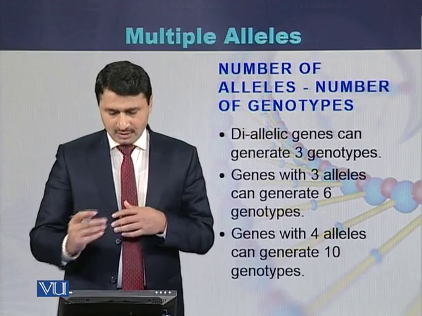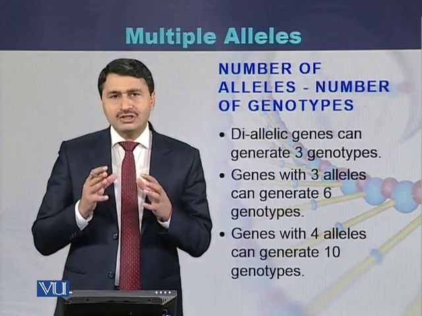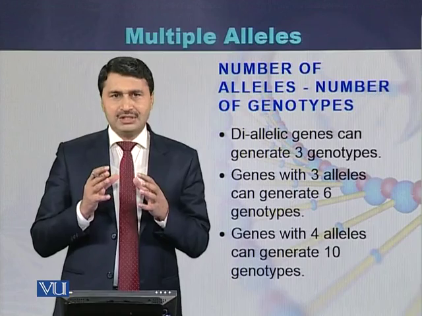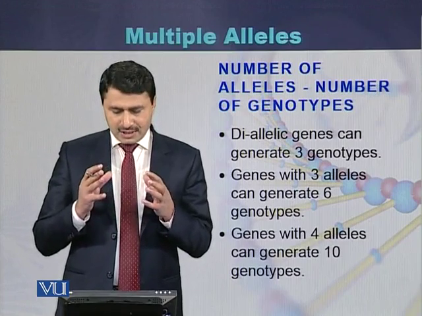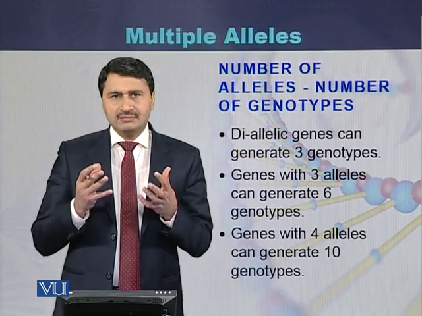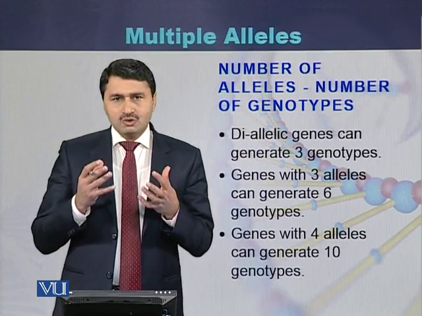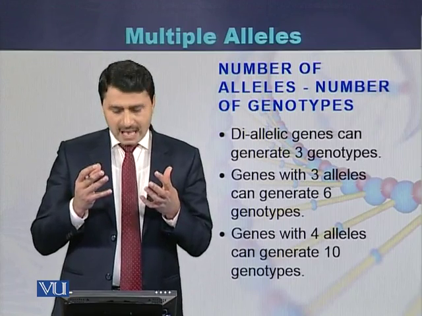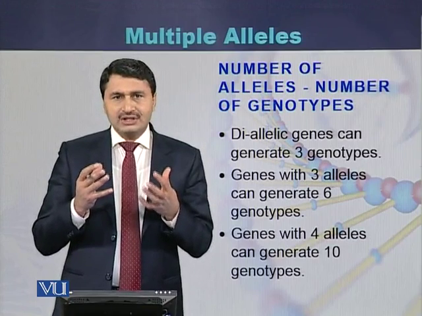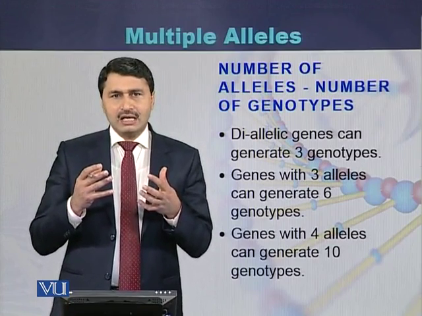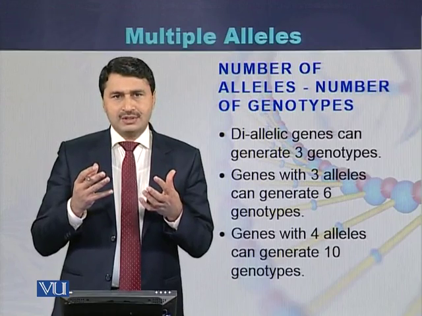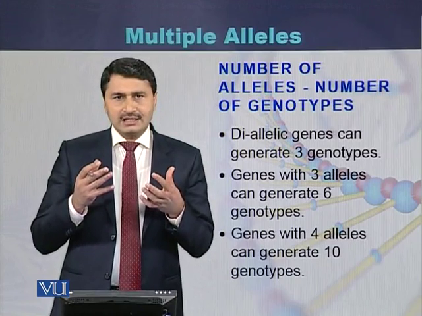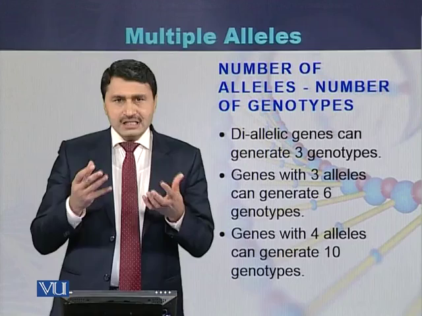Number of alleles and number of genotypes. Based on the number of alleles, the number of genotypes can be calculated. For example, if a gene is diallelic, meaning it contains two alleles, that gene can generate three different genotypes. If a gene has three different alleles, that gene can generate six genotypes. While if a gene has four different alleles, such a gene can generate 10 different genotypes.